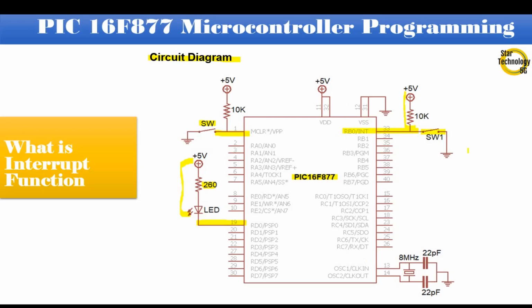If we press the switch, the microcontroller will receive the interrupt function signal, stop whatever it is doing and serve the device. Pin numbers 13 and 14 are interfaced with an 8 MHz crystal, and 22 pF capacitors are connected with the crystal. Pin numbers 11 and 32 are connected with positive 5 volts. Pin numbers 12 and 31 are connected with ground. Let's draw this circuit in Proteus.